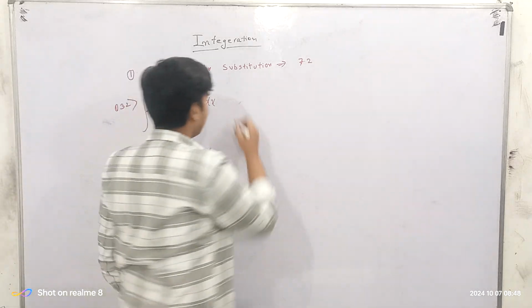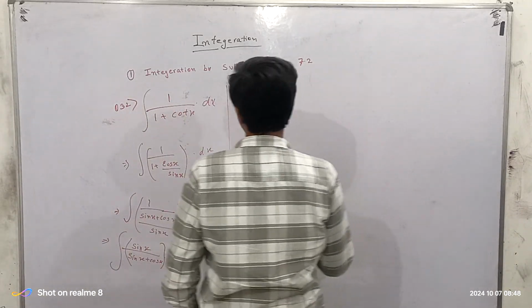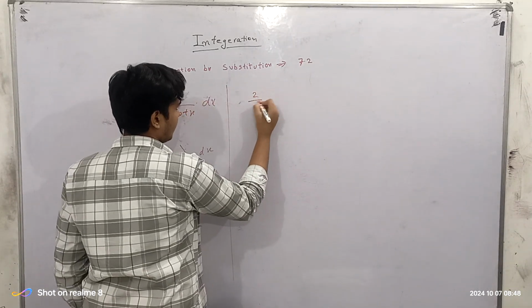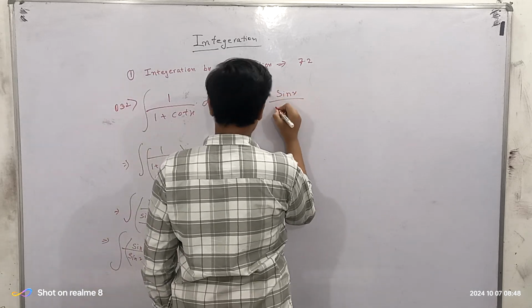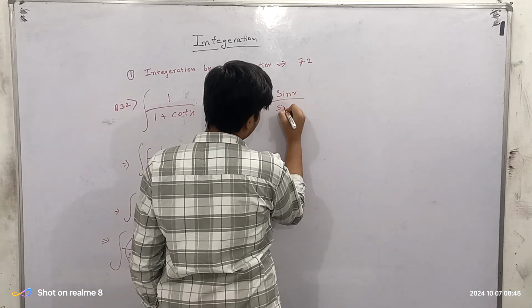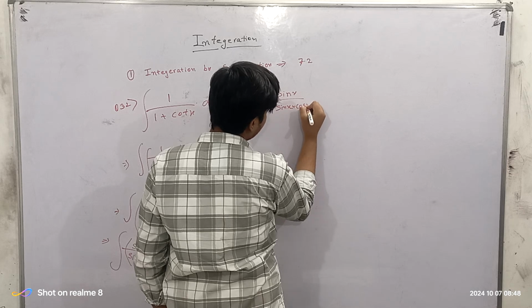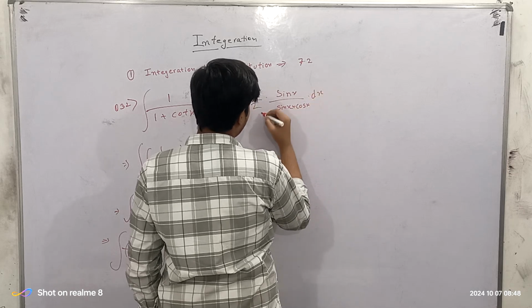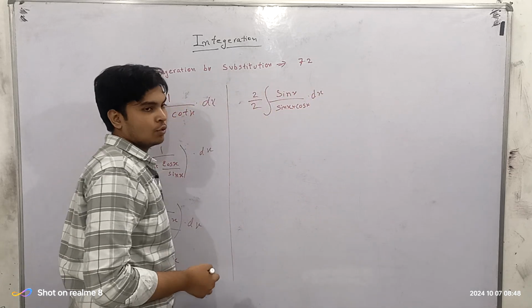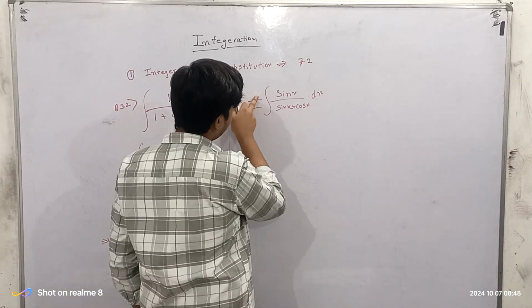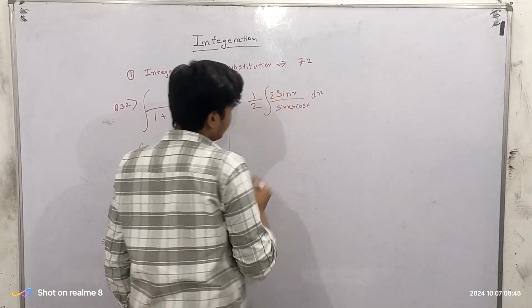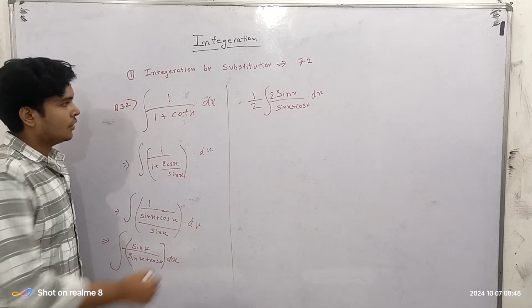We can multiply and divide it by 2. If we multiply and divide by 2, no change will occur. Sin x plus cos x into dx. If we multiply and divide by 2, what change will occur? The 2 will cancel. So we can multiply and divide by 2: 1 by 2, and here 2. It can be written like this.